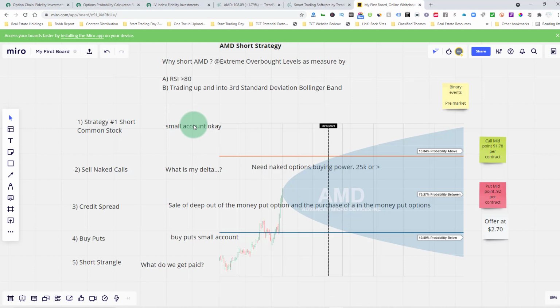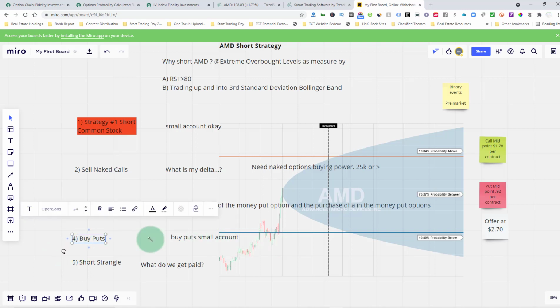This is good for a small account. Anyone can do this, but I'm going to say no right off the bat. And I'm going to go over the reasons why in a moment. I'm going to skip down here to buying puts. Also good for a small account. But I'm also going to say no to this.